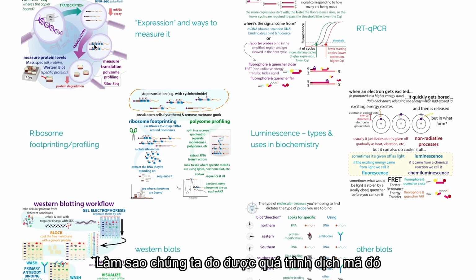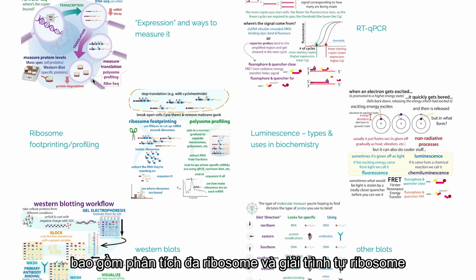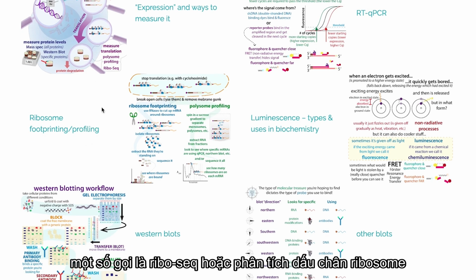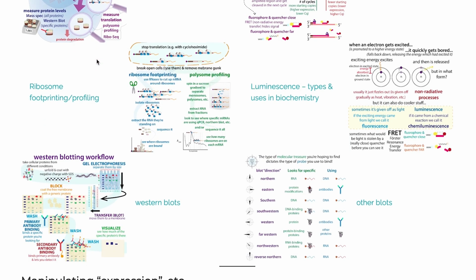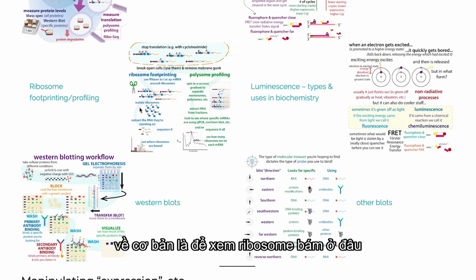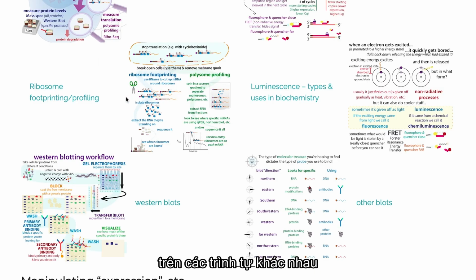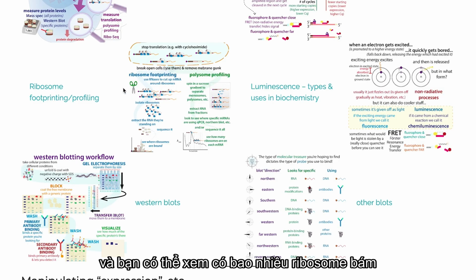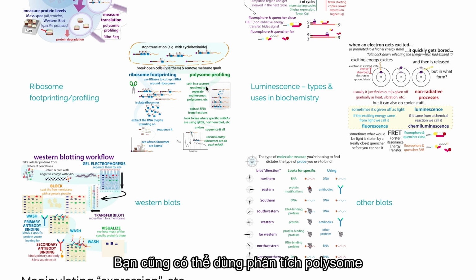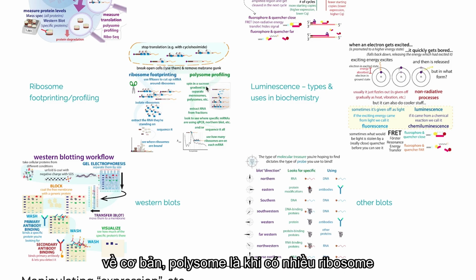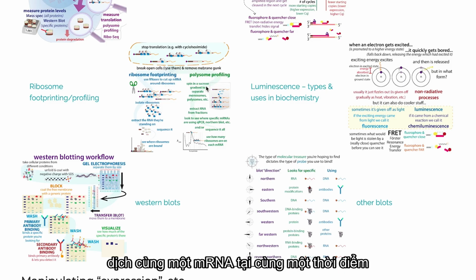How do we measure translation? Well, there are various methods, including polysome profiling and ribosome sequencing. So Ribo-seq, or sometimes called ribosome profiling, or ribosome footprinting. Basically, this is going to look and see where ribosomes are bound on various sequences. And you can look and see how many ribosomes are bound to specific sequences and where those ribosomes were bound on those sequences. You can also use polysome profiling. Basically, a polysome is when you have multiple ribosomes translating the same messenger RNA at the same time.